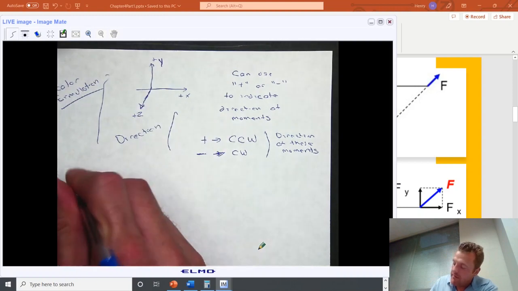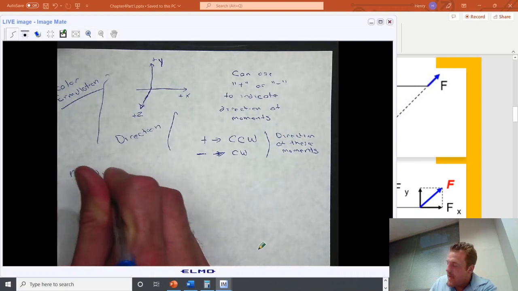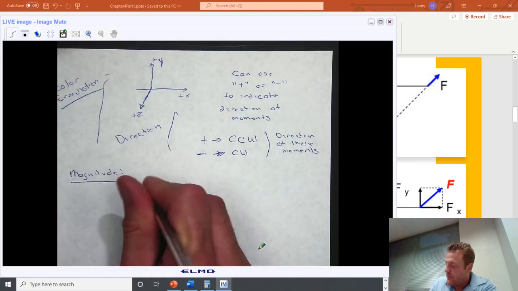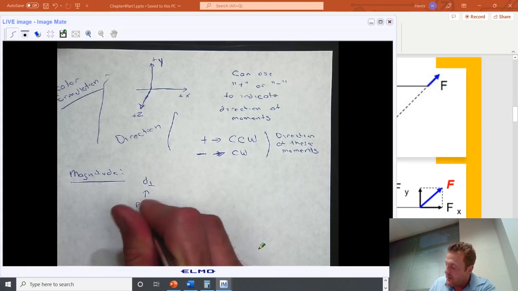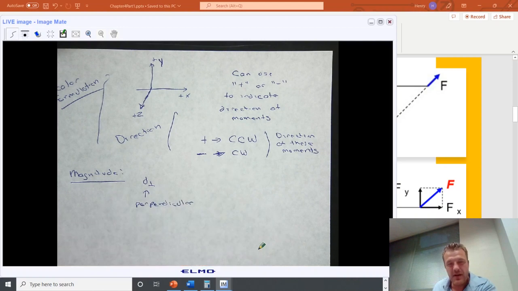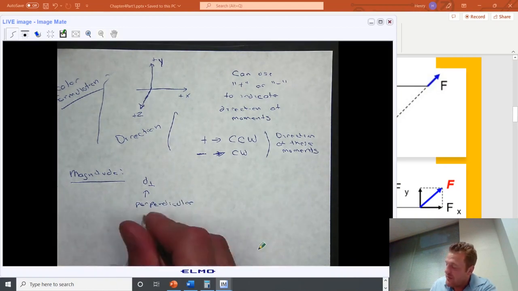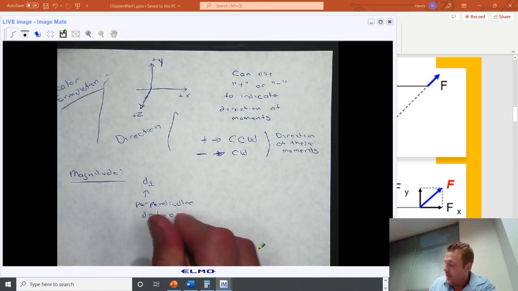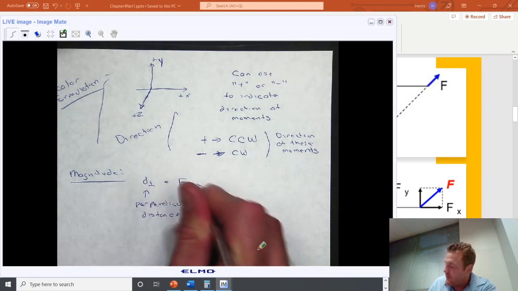So how do I determine the magnitude? Well, what we're going to find is that the magnitude of a moment is nothing more than a quantity known as the perpendicular distance. And this relates back to that lever arm idea we were talking about earlier when we were talking about the length of a wrench, times the magnitude of the force.